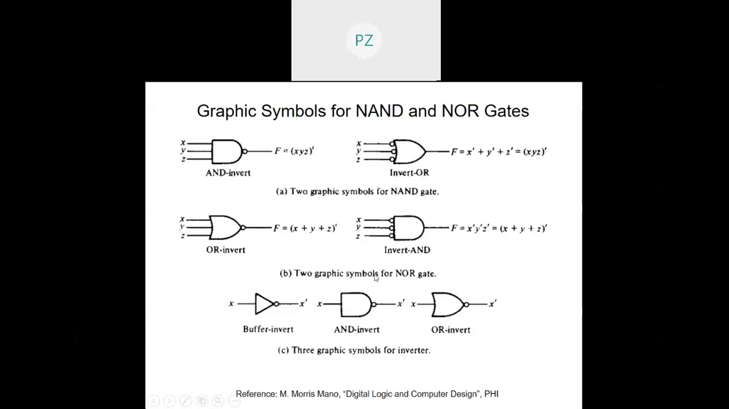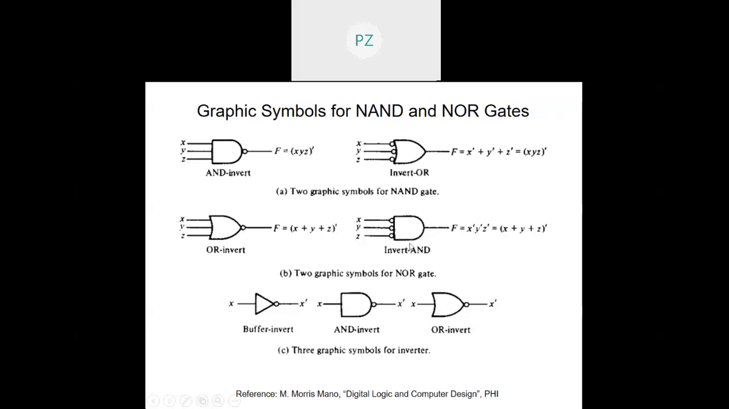Again, taking the same thing using two graphic symbols for NOR gate, right? Two graphic symbols for NOR gate. This is OR-invert NOR gate, OR followed by an invert. So X, Y, Z, if I feed here, then I get (X + Y + Z)', right? Had this inverter not been there, I would have simply got X + Y + Z. Because of this inverter, it will be (X + Y + Z)'.